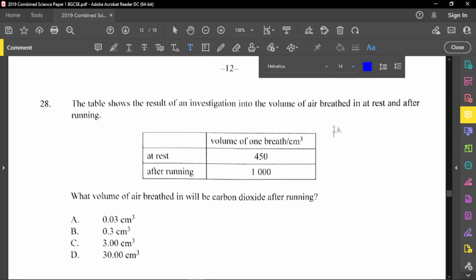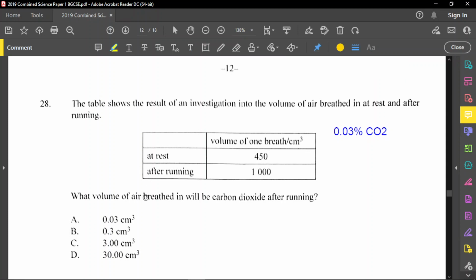So inhaled air contains 0.03% of carbon dioxide. I must write CO2, but you know that the 2 must be a subscript. So we have 0.03% of carbon dioxide present in air once you're breathing in. This is inhaled air. We notice that we're looking for the volume breathed in, and this is the volume breathed in one breath, in terms of centimeters cubed.